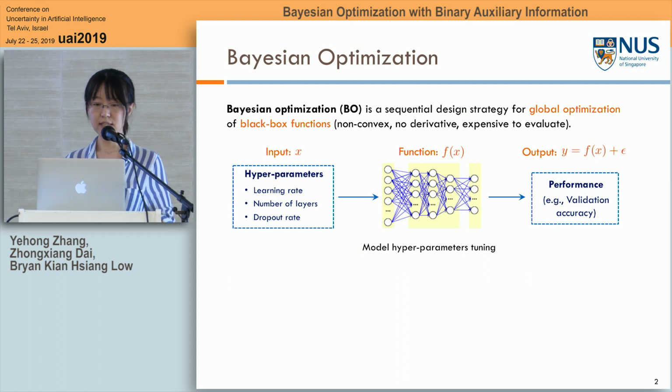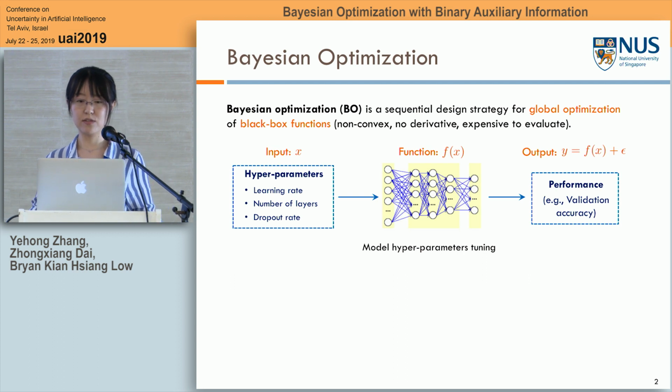So Bayesian optimization is a sequential design strategy for global optimization of some black box functions. Usually these black box functions are non-convex, we cannot have their derivatives, and they are usually very expensive to evaluate. A very popular application of BO is the hyperparameter tuning problem of machine learning models.